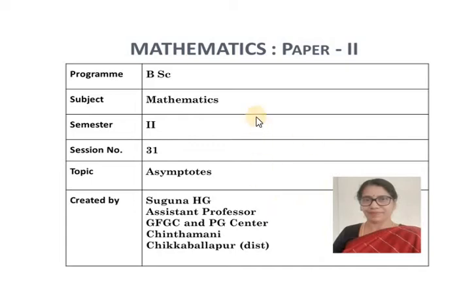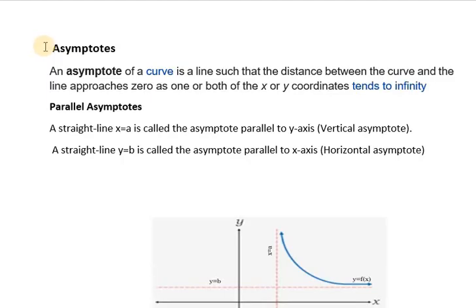In this video, we are going to discuss the definition of asymptote, types of asymptotes, and how to find parallel asymptotes. First, let us define asymptote. An asymptote of a curve is a line such that the distance between the curve and the line approaches zero as one or both of the x or y coordinates tends to infinity.